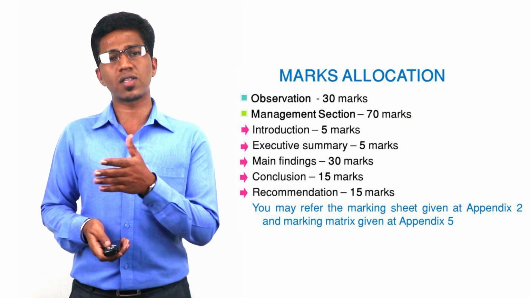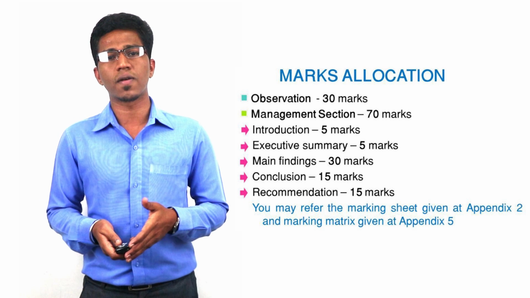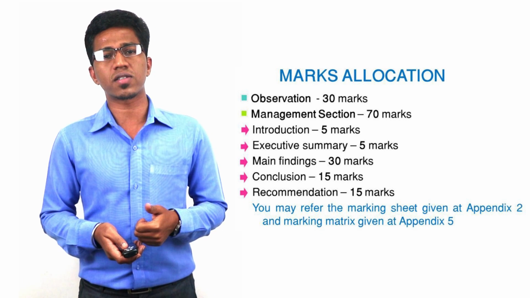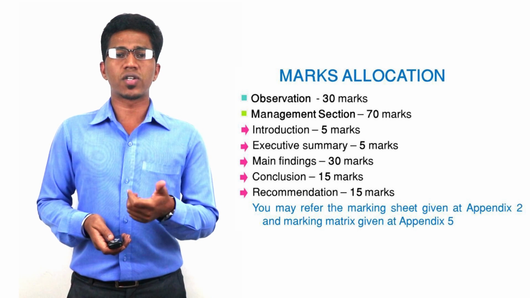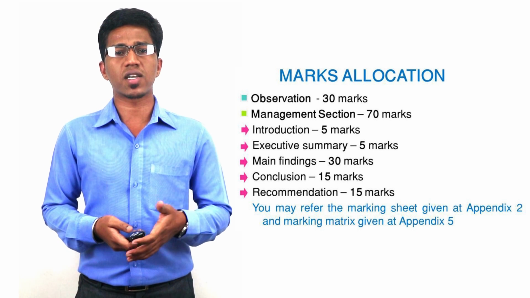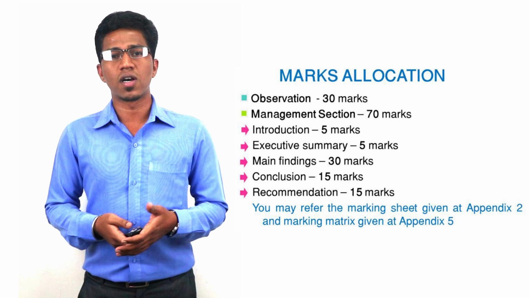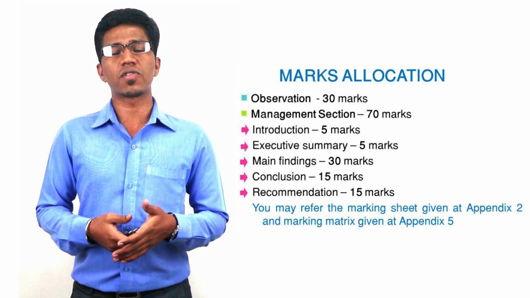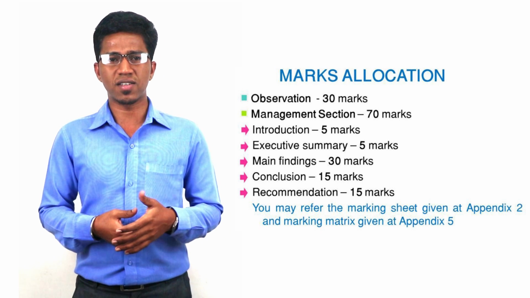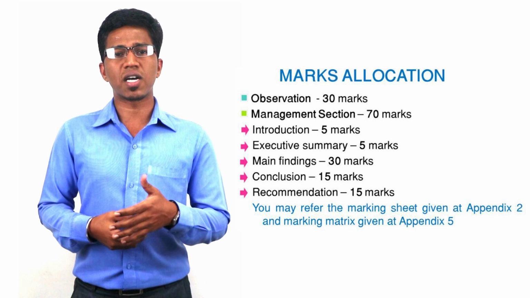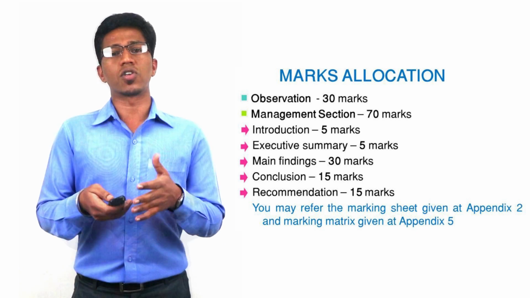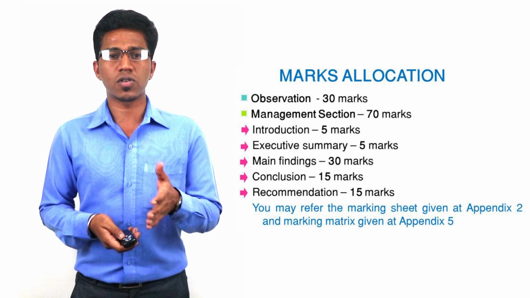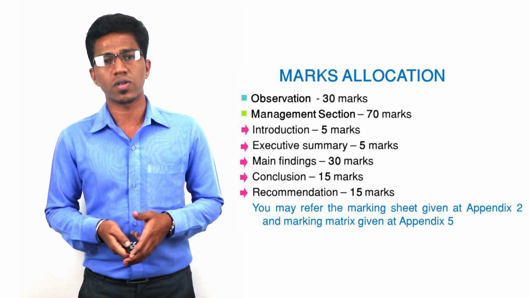Before that, let's see how the marks are allocated. Your observation carries 30 marks out of 100, and then comes the management section. Your introduction carries 5 marks, then your executive summary carries another 5 marks. A major attention is given to the main findings, which carry 30 marks altogether. And then comes your conclusion and recommendation, which carry 15 marks each. So you need to score 60 out of 100 in order to clear this particular practical assessment.